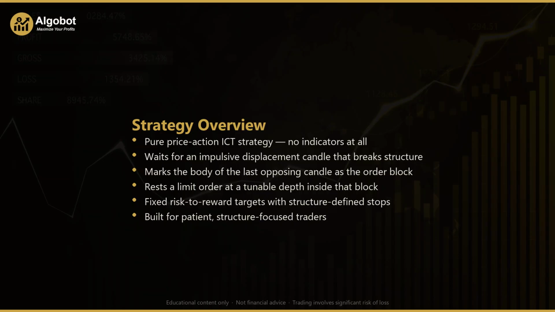The core idea comes from the ICT school of thought. The premise is that institutions accumulate their orders inside the last opposing candle before a powerful, impulsive leg that breaks market structure. That last opposing candle is called the order block. Because not all of those large orders get filled in one push, price very often returns to that block to fill the resting orders before the trend continues. This strategy is designed to anticipate that return.